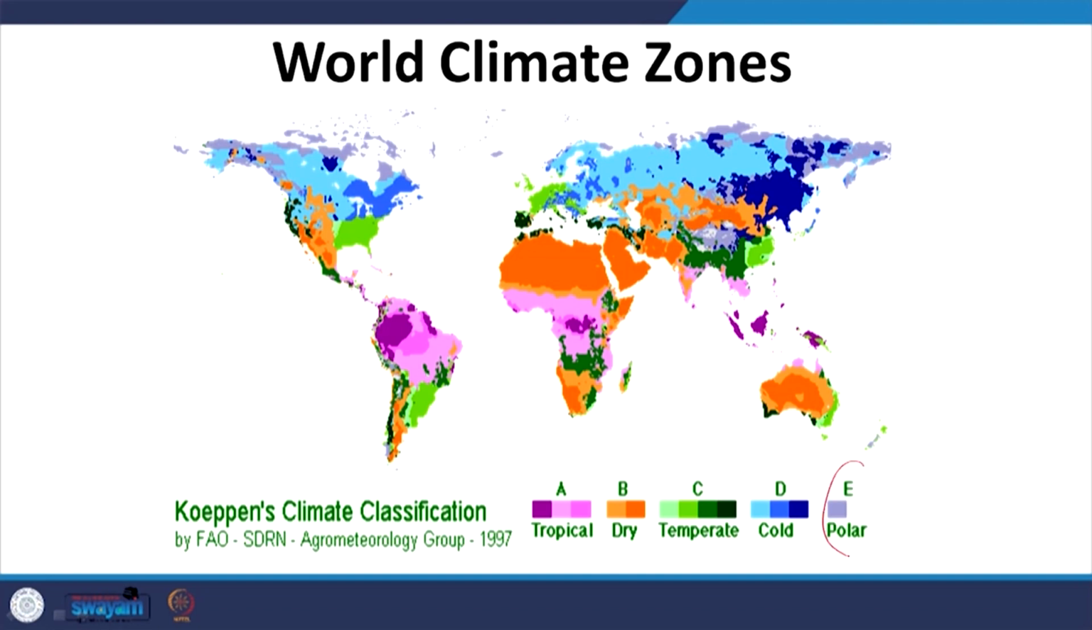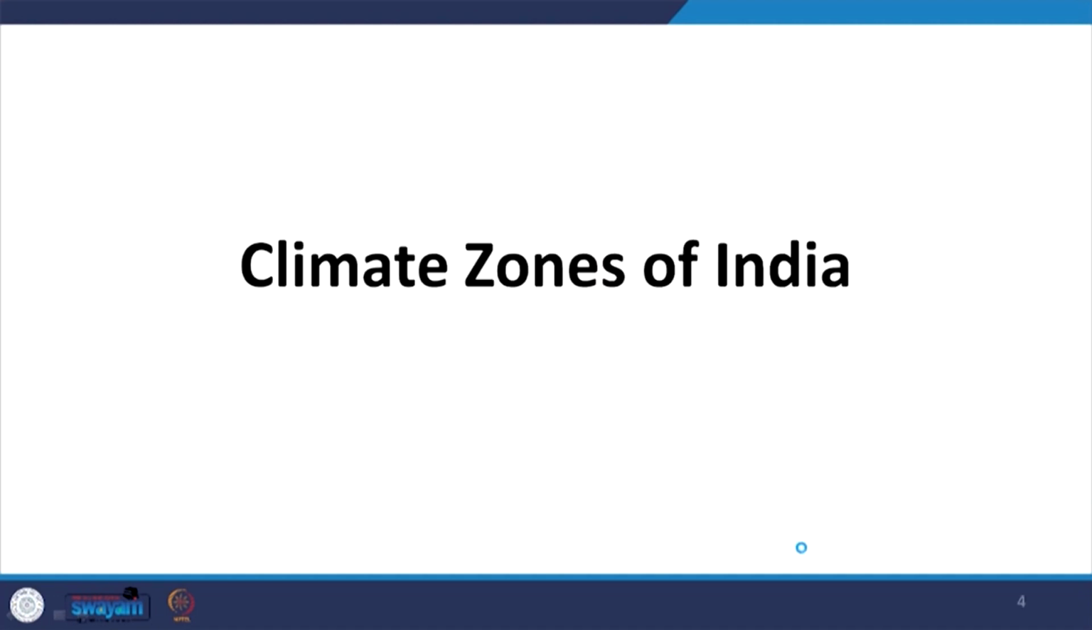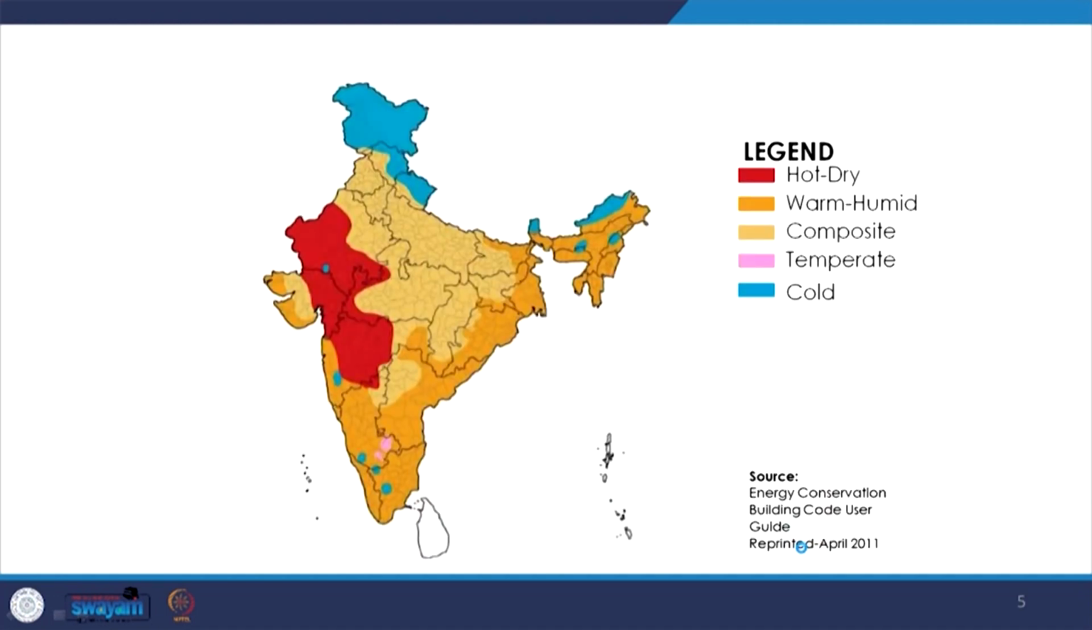Polar climate classification is not there, and we have in India all the 4, though for India, as per ECBC, we have different classification of climatic zones, and we largely follow these climatic zones and the design considerations accordingly. So, the 5 climatic zones which we take are hot dry, which is largely the western part, which is mainly the desert part, and it extends slightly below. Then we have warm humid, which is largely the coastal region of the country.